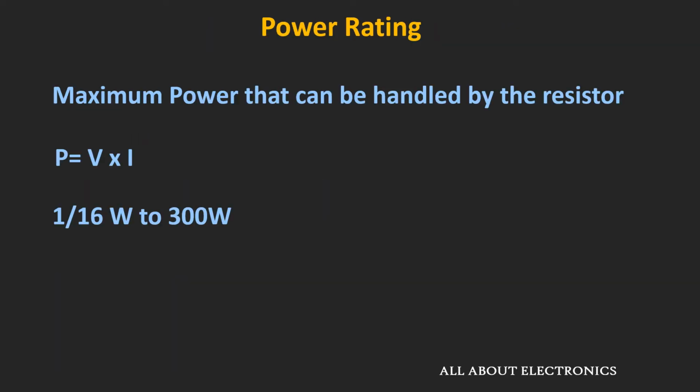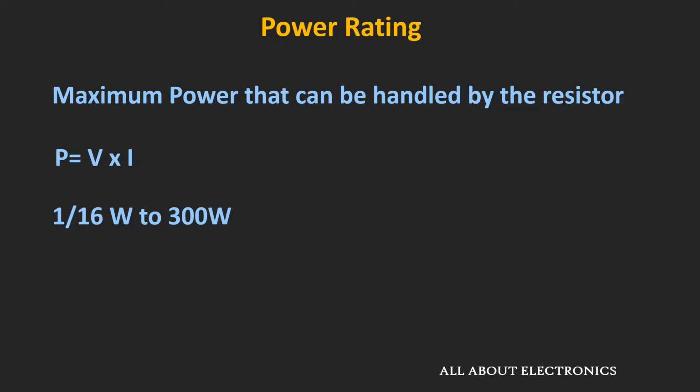The first factor is the power rating of the resistor, and it defines the maximum power which can be handled by the resistor. The power which is going to get dissipated across the resistor can be given by the simple expression P is equal to V into I. So if 5 volt is applied to the resistor and 1 ampere of current is flowing through it, then the power dissipated across the resistor will be equal to 5 watt. So the power rating of that resistor should be more than 5 watt.